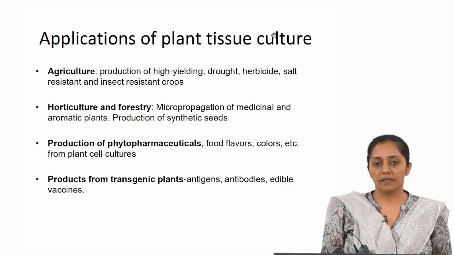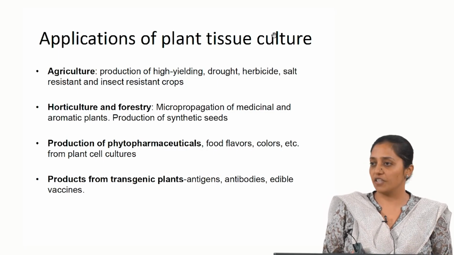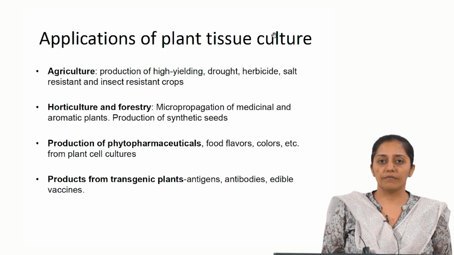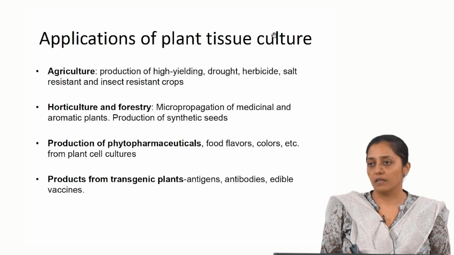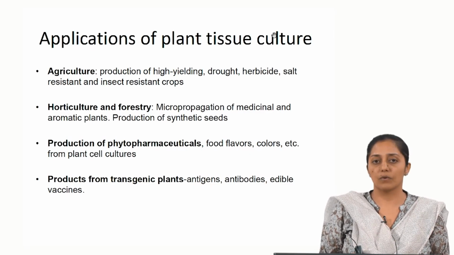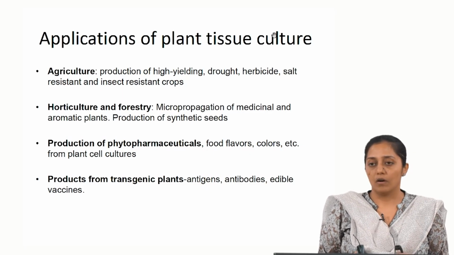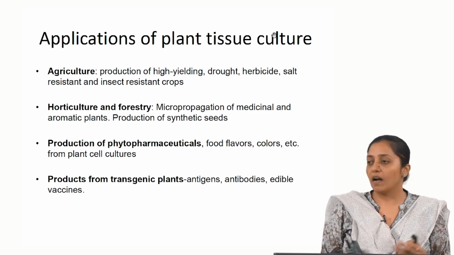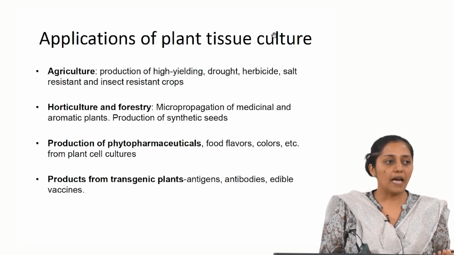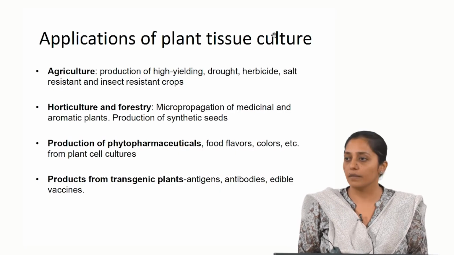Applications. So, in agriculture, in what way? Production of higher yielding or drought resistant or herbicide resistant or salt resistant species of crops. Then horticulture and forestry, if you want to do micropropagation or produce synthetic seeds. Then in production of phytopharmaceuticals, callus cell suspension cultures or hairy root cultures, which is organ culture, come into play. Then products from transgenic plants, you must have heard about edible plants or GMOs, or plants with specific nutrient quality like golden rice, or plants which can be protected from certain insect pests, for example, BT cotton.